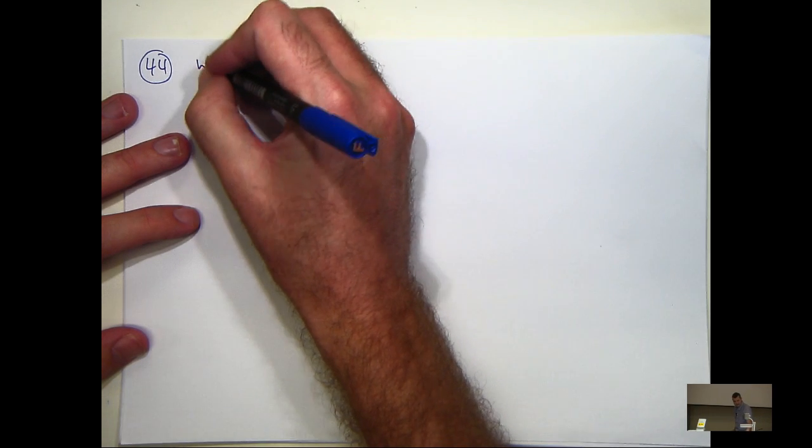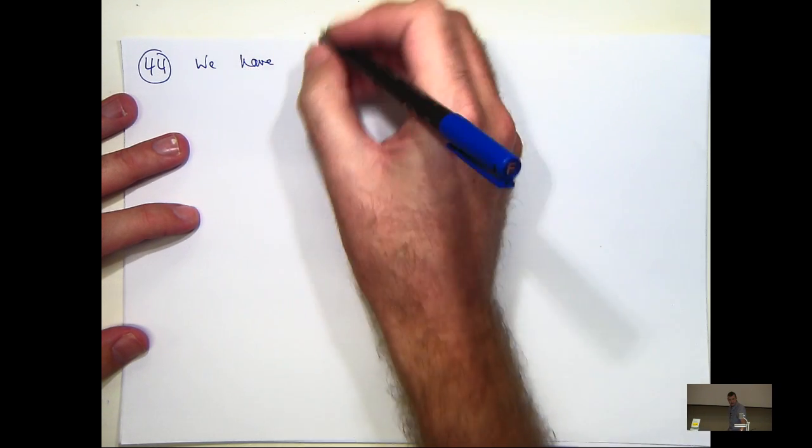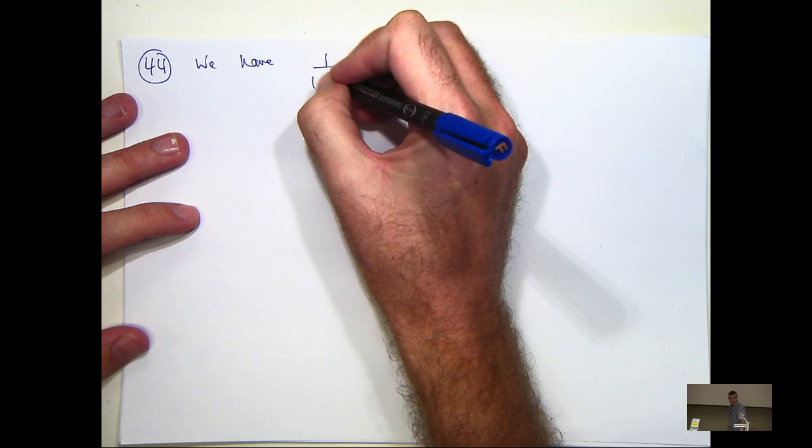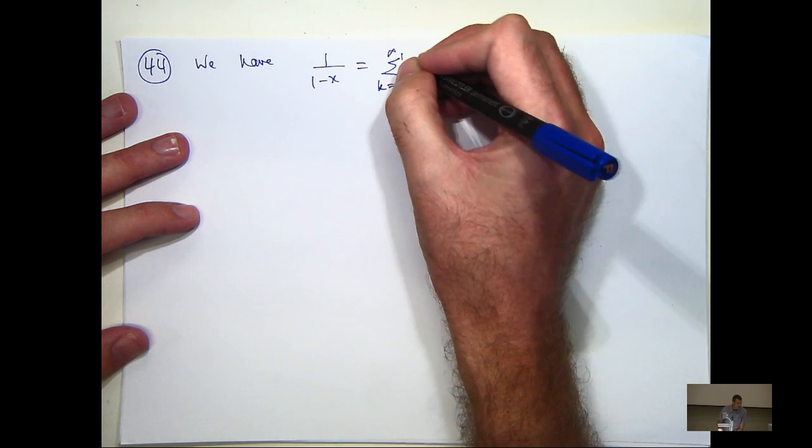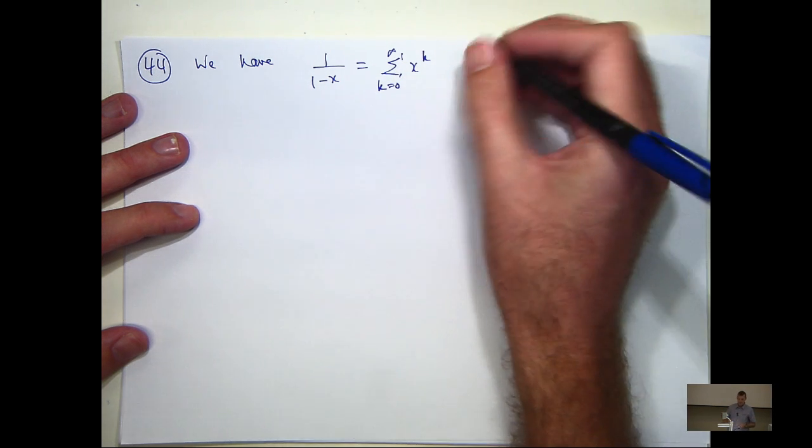Everyone see okay? Okay. All right, so in 44, you're asked to use, again, a geometric series.